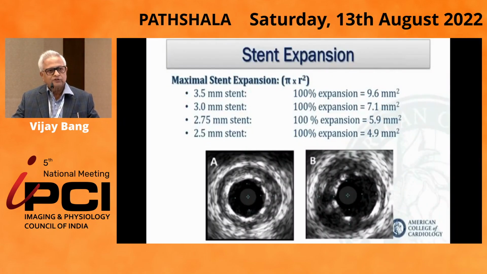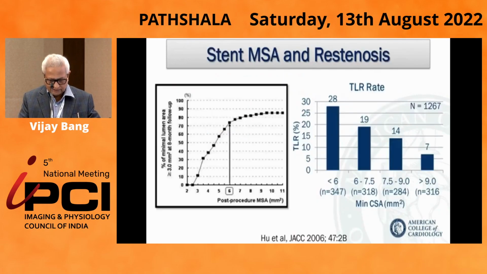So what chart should we have to decide whether adequate stent expansion is there? We should have this chart, at least for the complex subset in the cath lab, which says that 3 millimeter is 7.2 square millimeter. The reason being, most of the studies have shown the bigger the MSA, the lower the TLR.